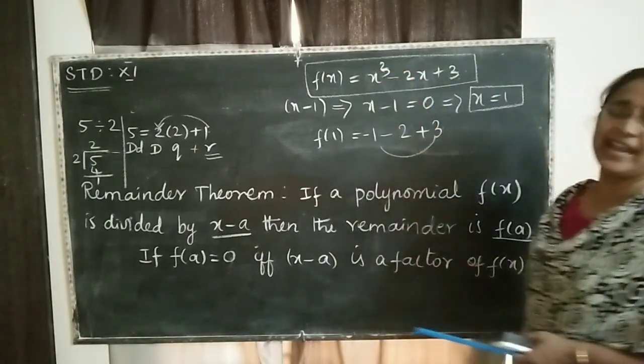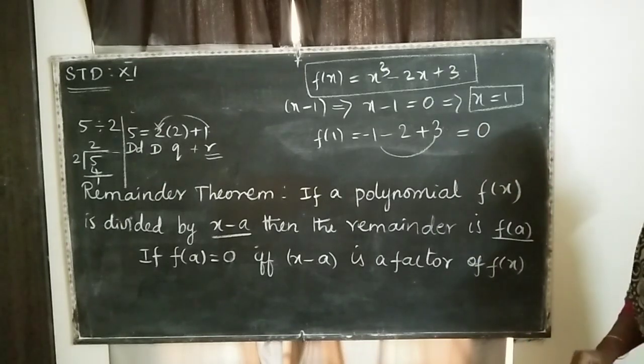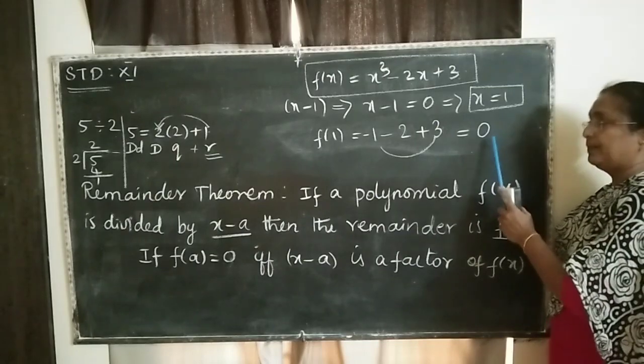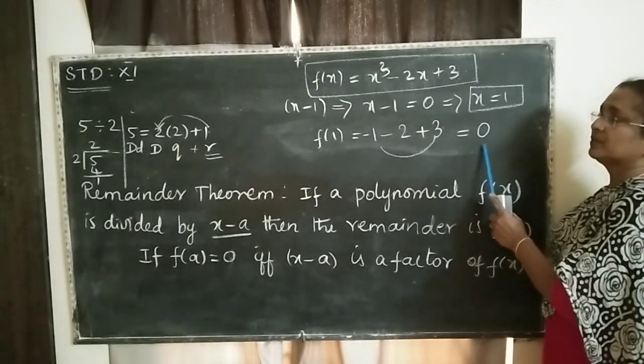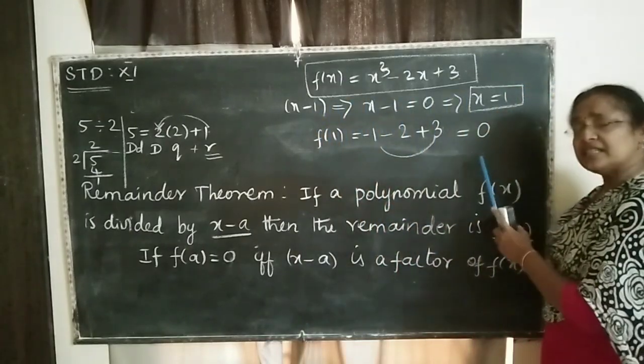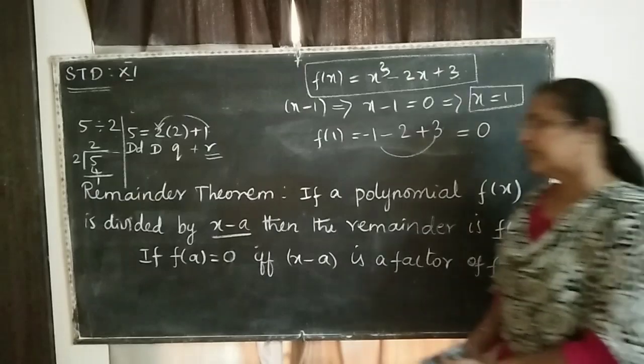If it is going to be x cube, then if minus 1 comes, the answer will be equal to 0. Yes or no? So the remainder becomes 0 here. When 0 comes like this, what we can say is that x minus 1 is a factor of the given polynomial function. That is what is given here.